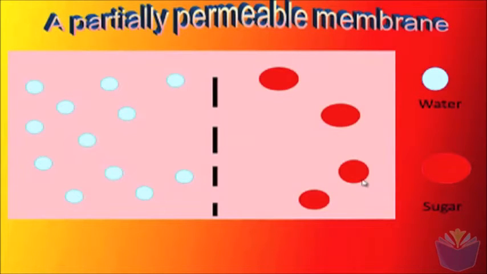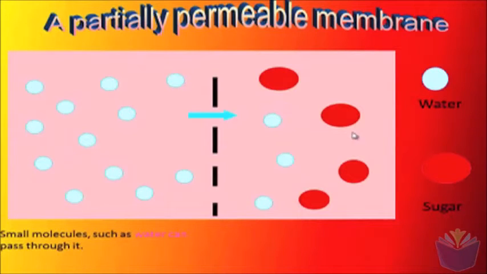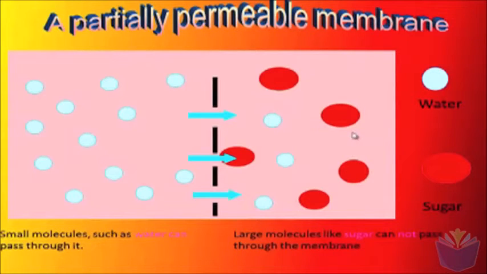So within this example, we've got water on one side over here, and we've got a sugar solution on the other side. And what actually happens is the water is able to cross over this barrier because it's small enough. However, the sugar molecules, as you can see, are too large to pass through in the opposite direction. So therefore we have a net flow of water moving from left to right.